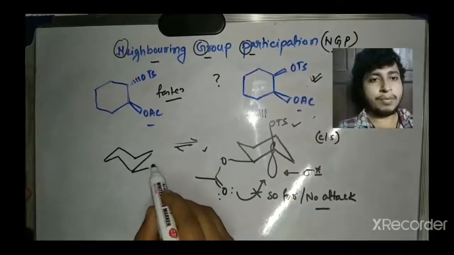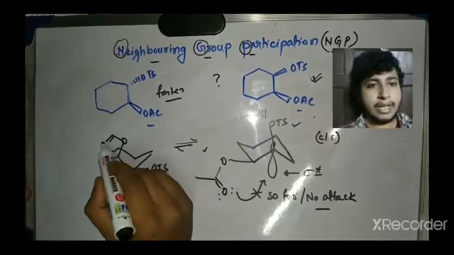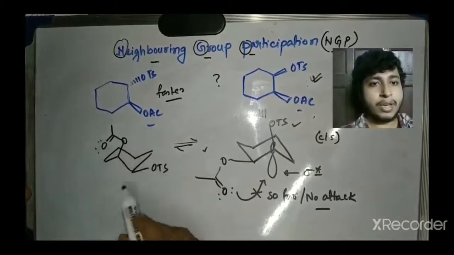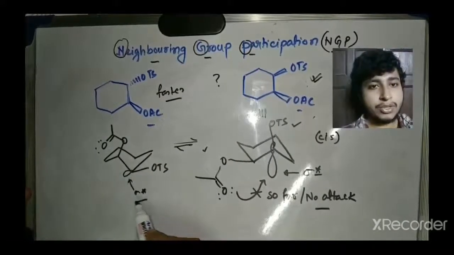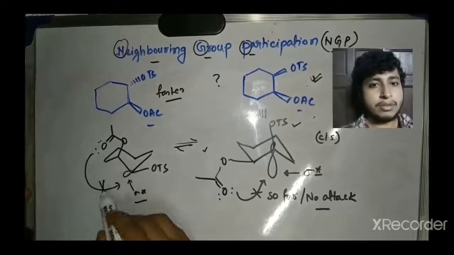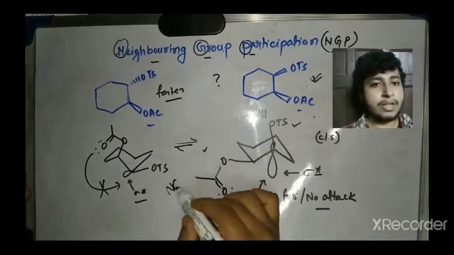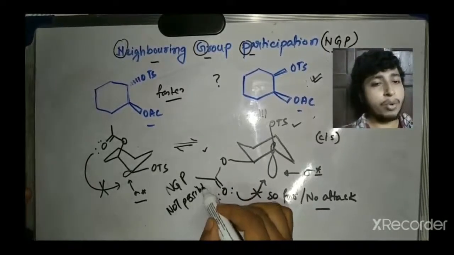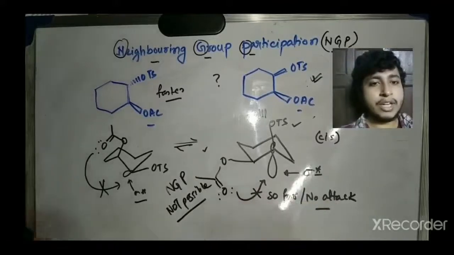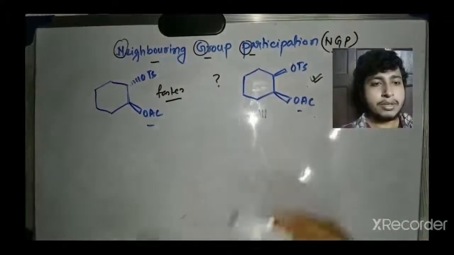If the ring flips, then the axial OTs will come to the equatorial position, and the equatorial OAc will come to the axial position, and this is the sigma star orbital of the C-OTs bond. Now the electron cannot come from the oxygen, because in this case also it is so far, and hence no NGP can take place in either conformation. So in both chair conformations, the NGP cannot take place. So guys, in this case what will happen? This is the chair conformation.